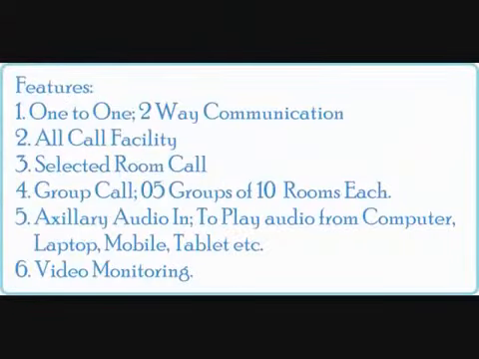We have 6 different methods to communicate with different rooms in our system. First is one-to-one, two-way communication. Second is all call. Third is selected room call. Fourth is group call. User can make 5 different groups of 10 rooms each. Fifth is auxiliary audio in. User can play music, pre-recorded messages, etc. Sixth is video monitoring with auto scroll and pause feature. Let me explain each one of them, one by one.